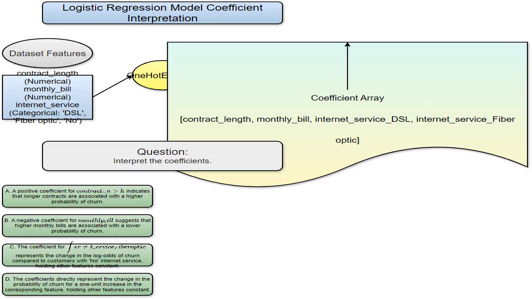This statement is correct. I want you to understand that, because we've used one hot encoding, the coefficient for fiber optic tells you the difference in log odds of churn between someone with fiber optic internet and someone with no internet service at all. We're holding everything else the same for this comparison.